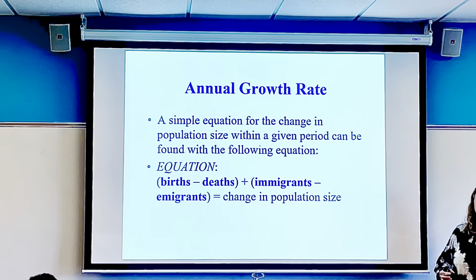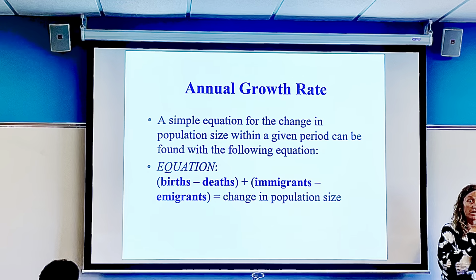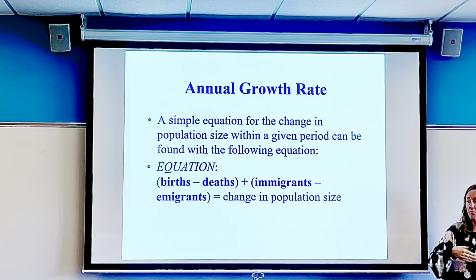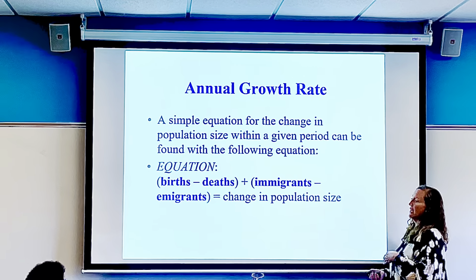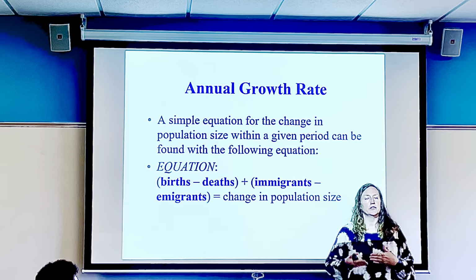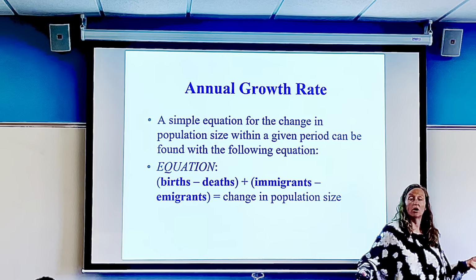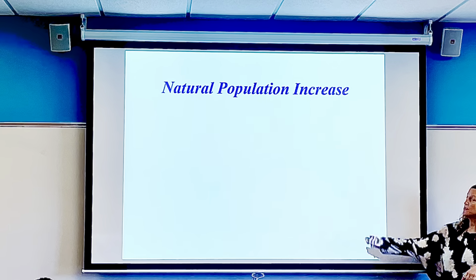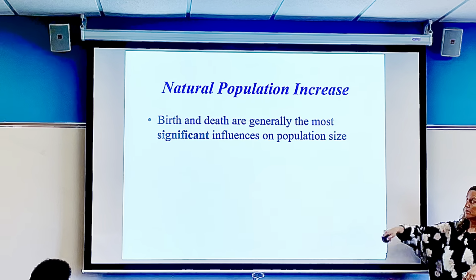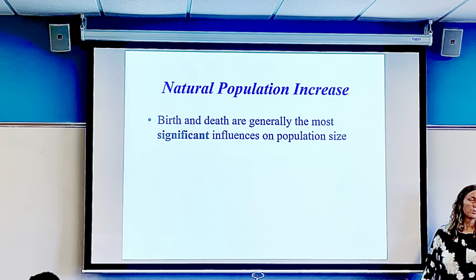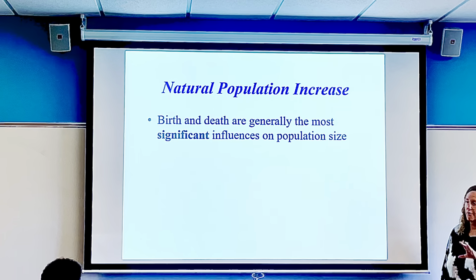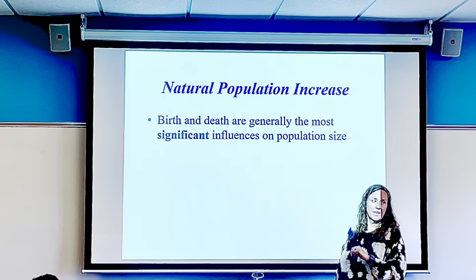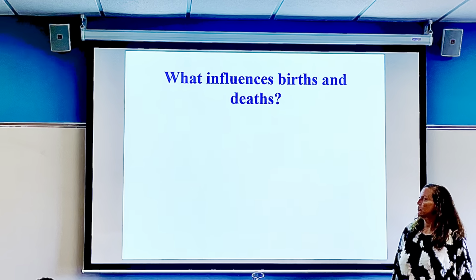It depends on what your population is doing. If you're looking at insects, you might do it from month to month. They're smaller, they can reproduce faster. If you're looking at elephants, you might do it from year to year because they have a much longer reproductive cycle. So natural population increase. Births and deaths are, again, more significant, but we might see that we want to focus a little bit more in modern times on the immigrants and the emigrants.